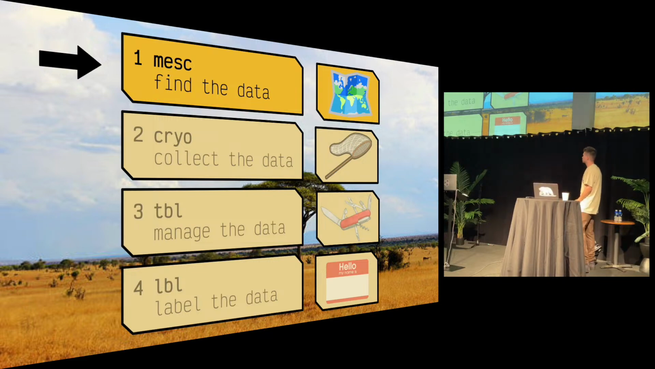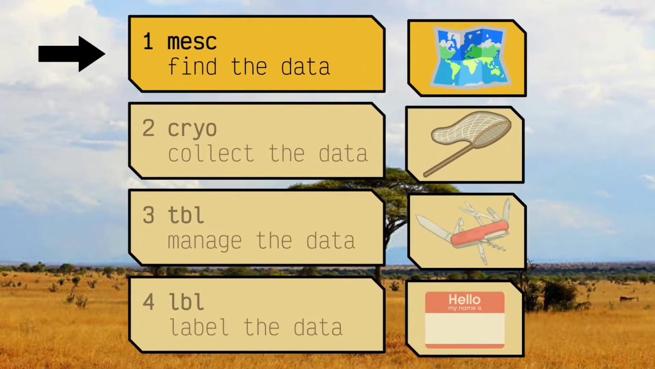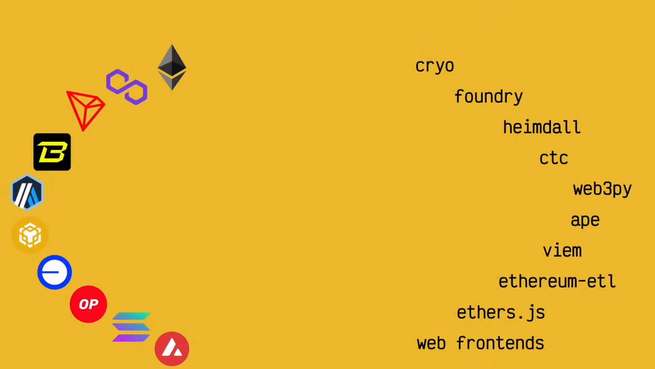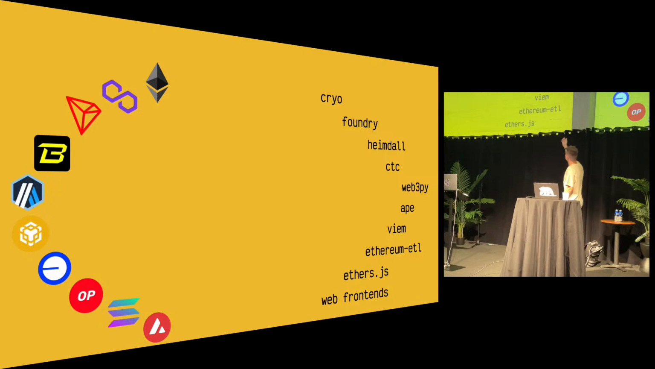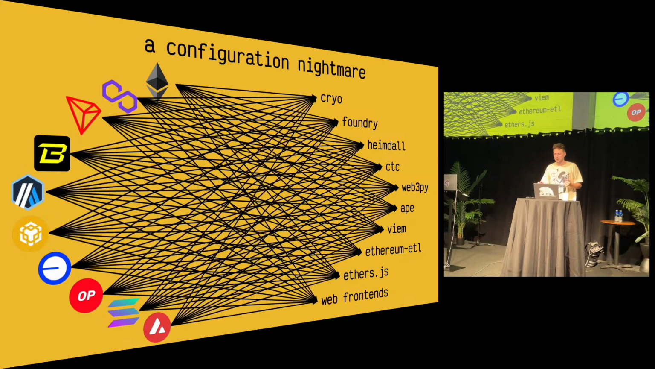So starting with Mesk. Mesk is a way for all of your different dev tools to keep track of all of your RPC endpoints, kind of like an address book. So imagine you need to work with these different blockchains on the left, and you need to connect them to some of your dev tools on the right. The good news is all of these chains and all of these tools speak the same API, which is JSON RPC. But the bad news is this is a configuration nightmare.